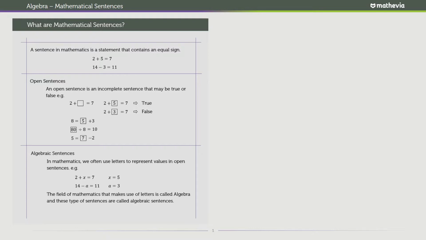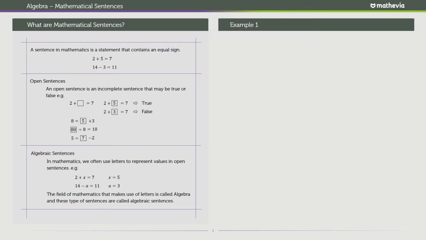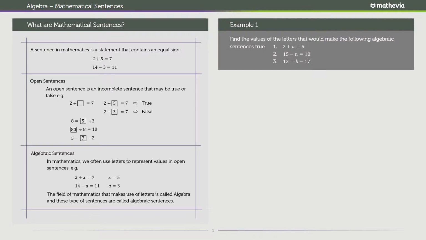Okay, so the field of mathematics that makes use of letters is called algebra, and these types of sentences are called algebraic sentences. Now, let's go ahead and solve some examples. So we have example 1, and example 1 says, find the values of the letters that would make the following sentences true. So we have some algebraic sentences here.